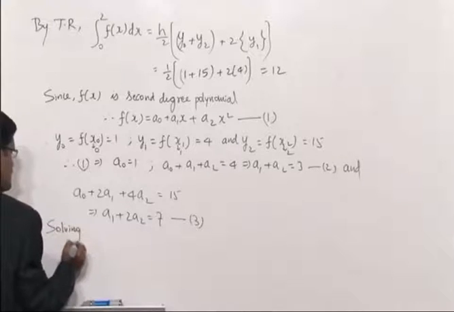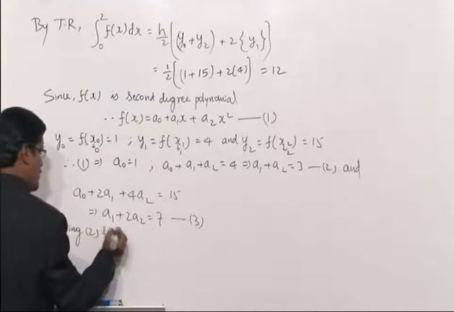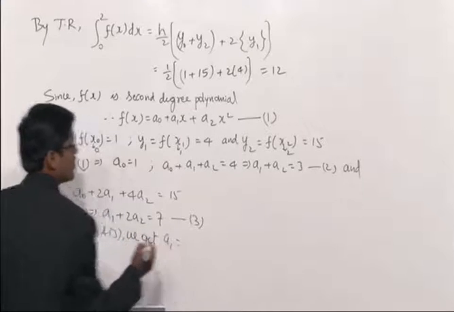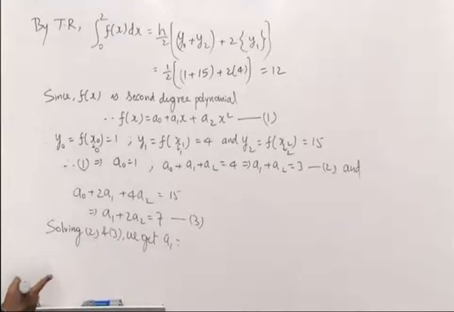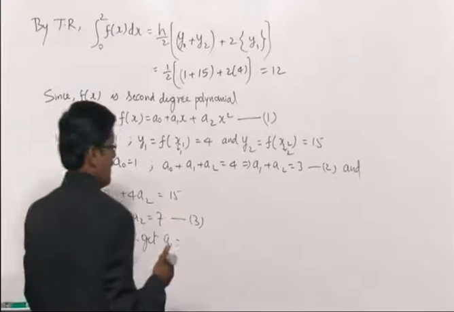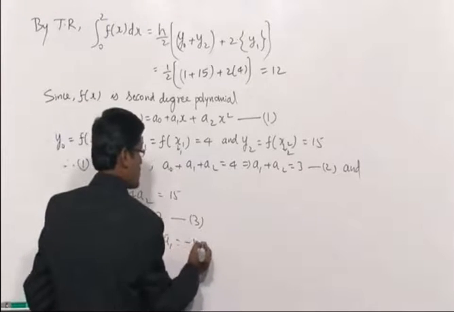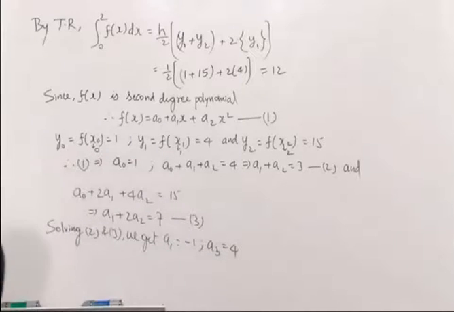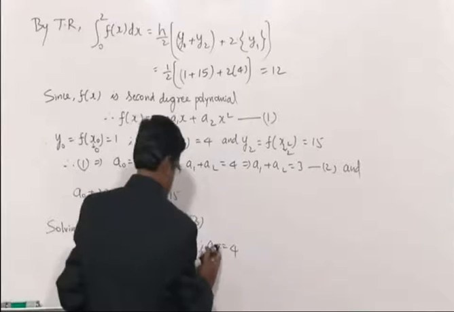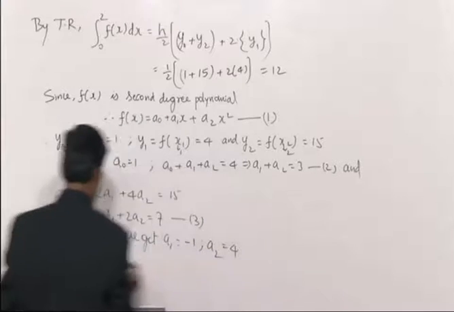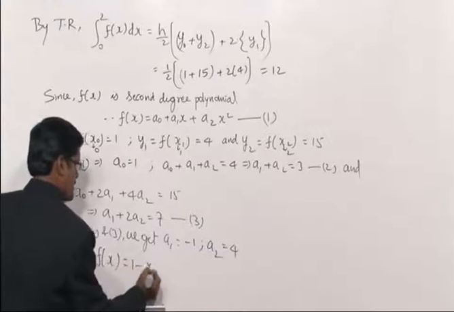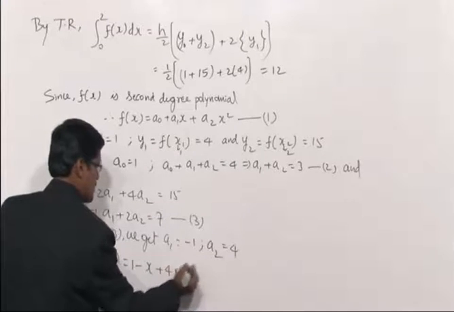Solving 2 and 3, just subtract, we get A2 is equal to 4, and A1 is equal to minus 1. So therefore your f of x is equal to 1 minus x plus 4x square.